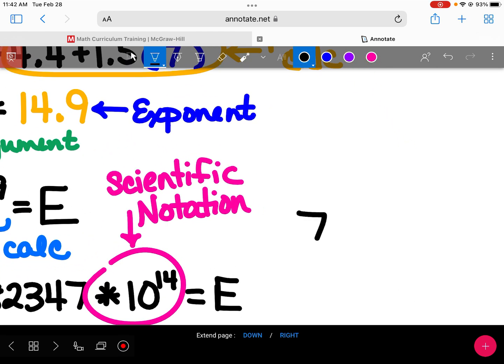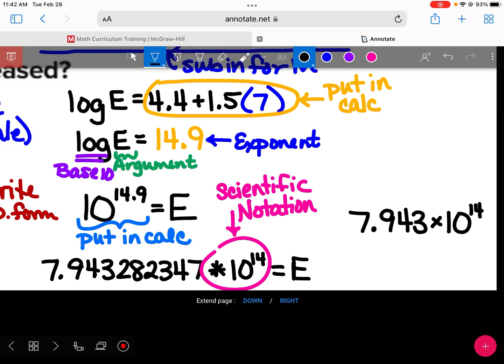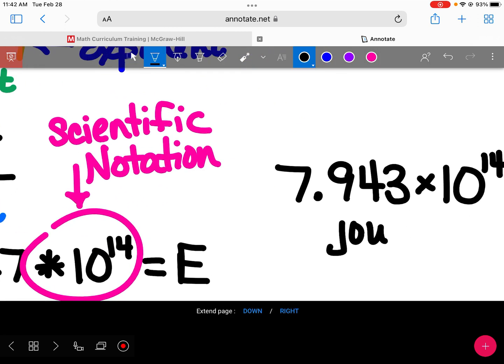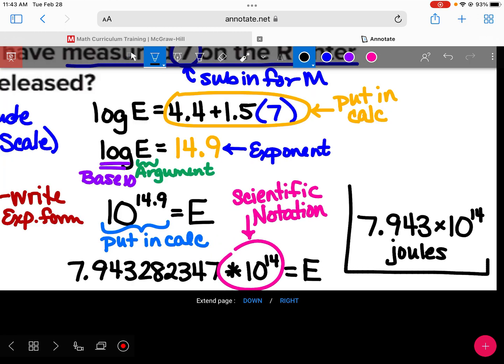So I would write down 7.943, and then instead of the star, we normally do a times symbol. 10 to the 14th joules. This energy is being measured in joules.